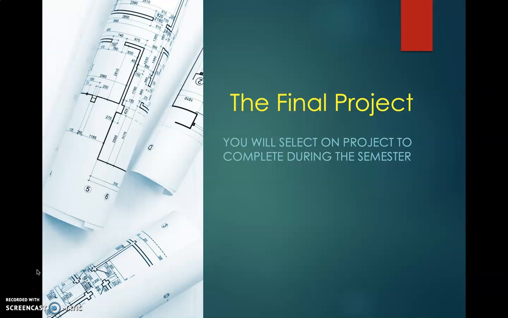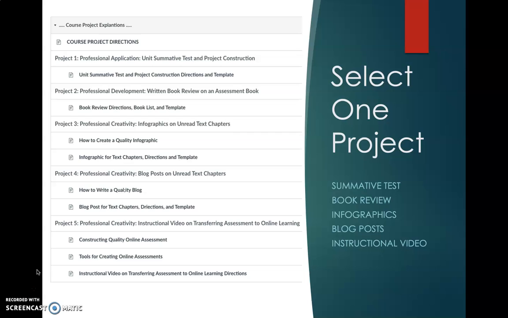The other assignment that you'll be asked to do is a final project. You're going to select from 5 of these. There will be others that may be added, but it will hopefully appeal to some of you creative types and then some of you more traditional types. You'll be asked to, if you want, construct a summative test that you actually will use in your courses. Or you'll be asked, if you like professional development, to take a book out of the reading list in the syllabus and look it over, scan it, read it, and then do a book review on that assessment book.